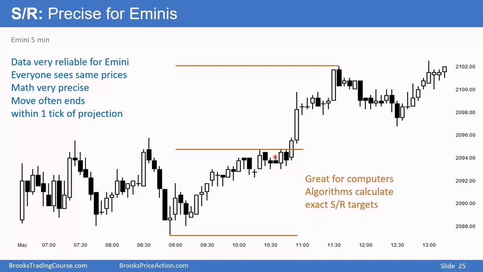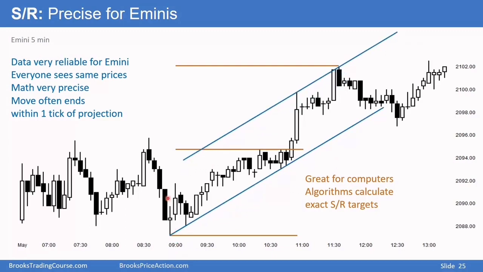Weak rally, trying to get a double top, reversal down at the top of a trading range. Instead, we get a breakout, a close above the high of the past 20 bars, and then an even bigger bar. Very clear for computers. We have a gap, this low, these highs, and they're able to calculate very exact support and resistance targets.